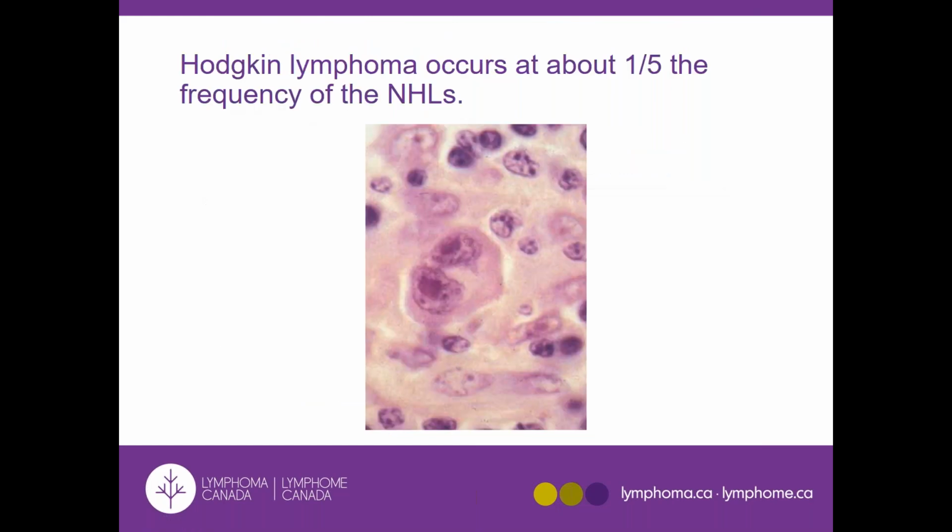And as I mentioned, Hodgkin lymphoma is much more rare than non-Hodgkin lymphoma, and it occurs at about 1/5 to 1/8 the frequency of non-Hodgkin lymphomas. And I put this picture in here because it has this very characteristic lymphoma cell called a Reed-Sternberg cell, and these are very classic of Hodgkin lymphoma and quite pretty, I think.